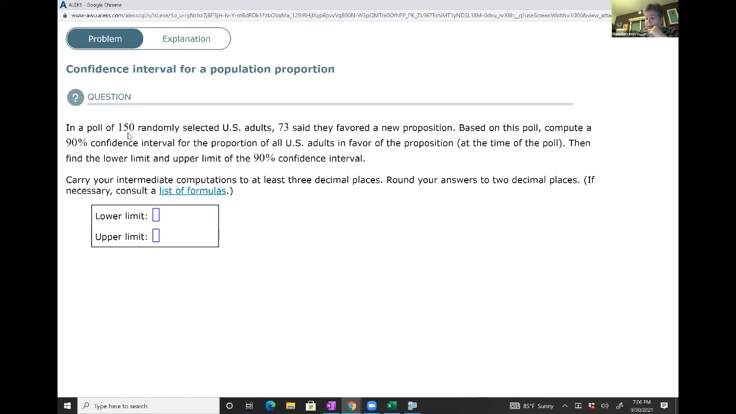So basically, if p hat is 73 over 150, that means 150 minus 73, which is what? It's 77. Okay, so 77 over 150 is q hat. What I'm getting at is a different concept. Watch what I mean.